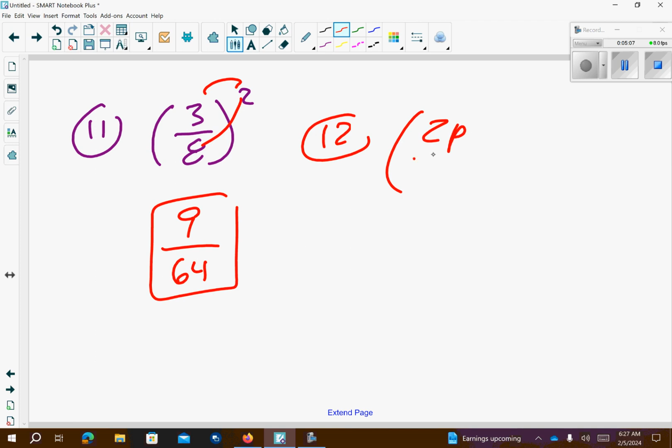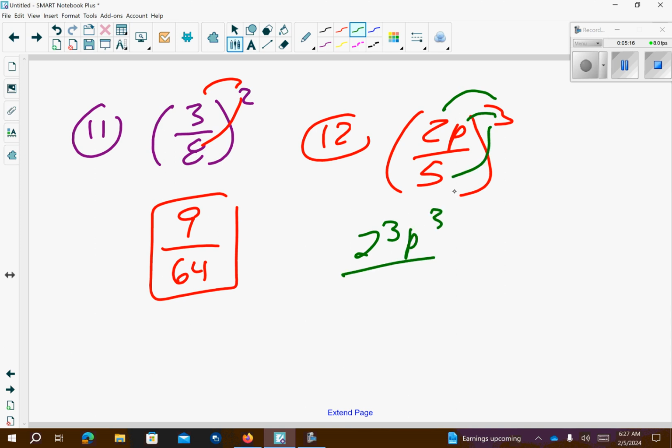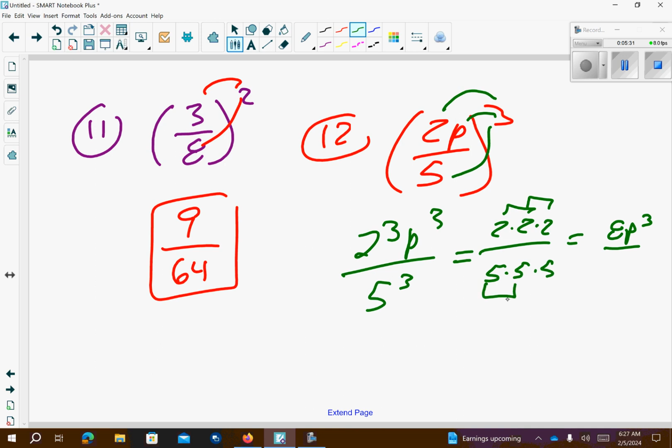This is 2p over 5 raised to the third. Let's bring this 3 in, so I get 2 to the third, and that's p to the third, and then that's 5 to the third. I think we can multiply these out. So 2 to the third is 2 times 2 times 2. 2 times 2 is 4 times 2 is 8. And then I have p to the third on top. 5 to the third is 5 times 5 times 5. So 5 times 5 is 25. 25 times 5 is 125. And being you get to use calculators, I think you could multiply those out.